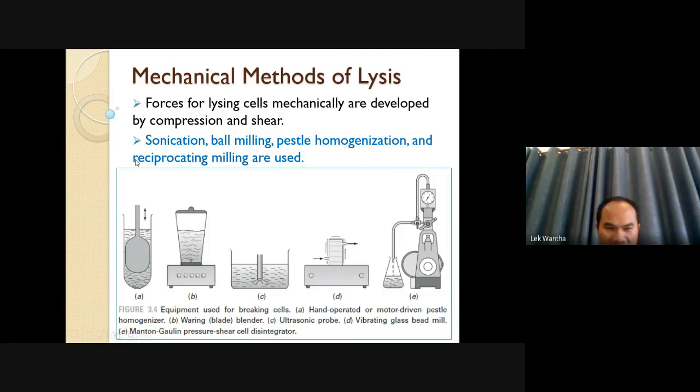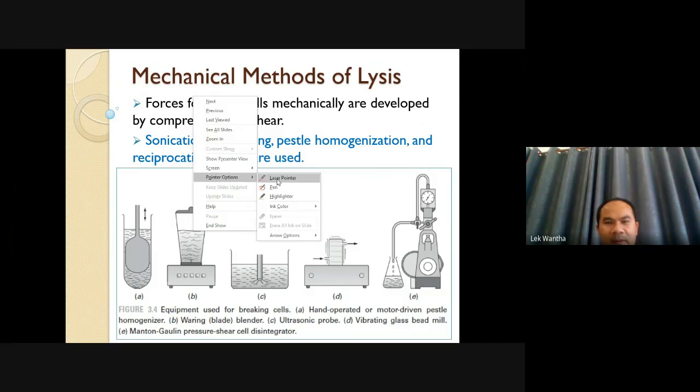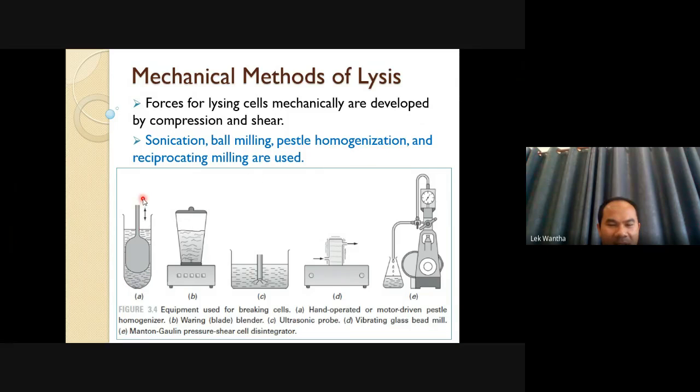For that case, for example, the first one is hand operated or motor driven pressure. We have some pressure like this. We have the cell, and you can move up and move down. For example, we have the cell like this. You move up and down to contact with the cell, and then the cell will break.